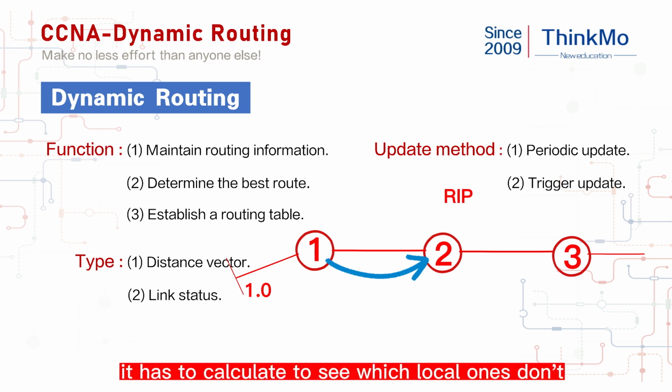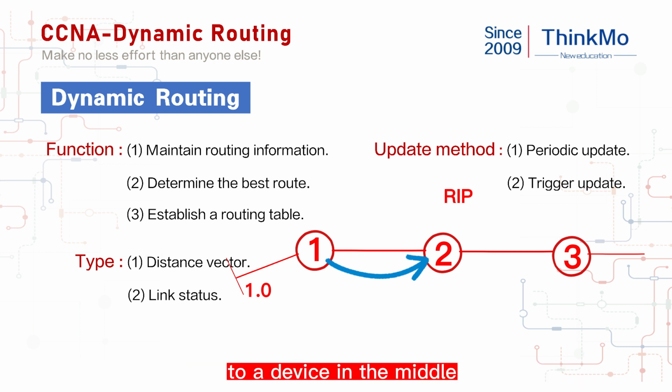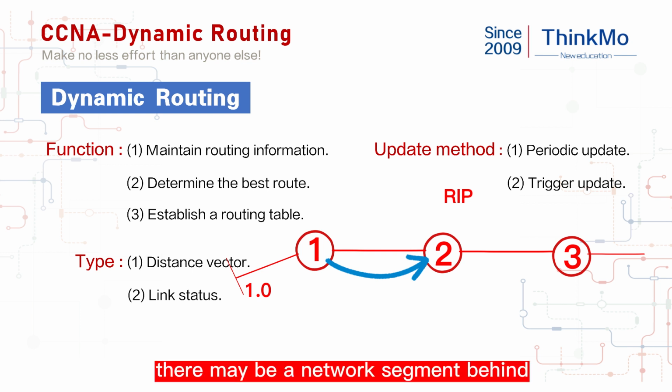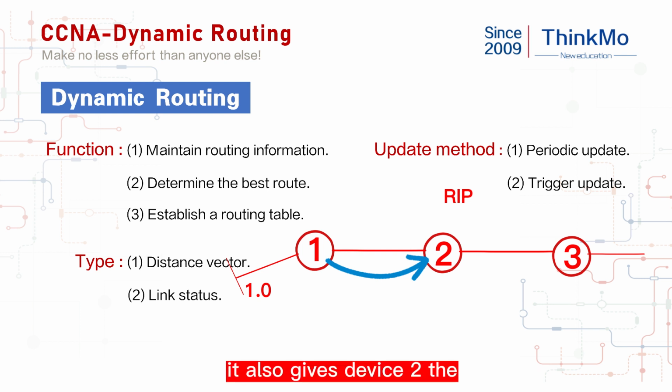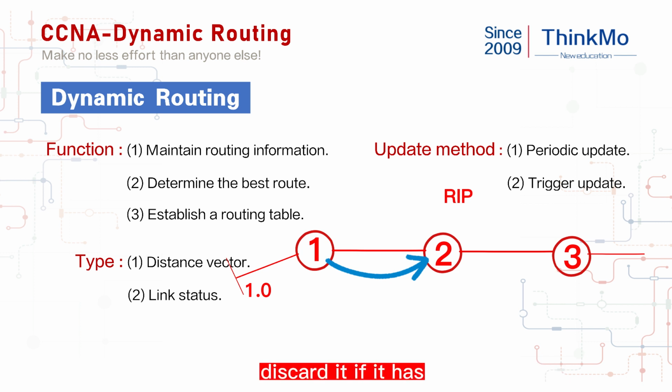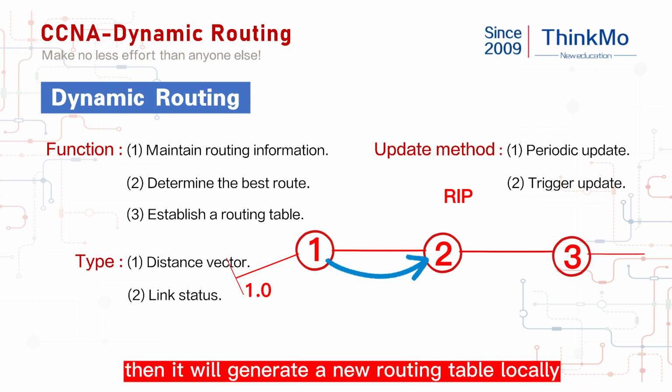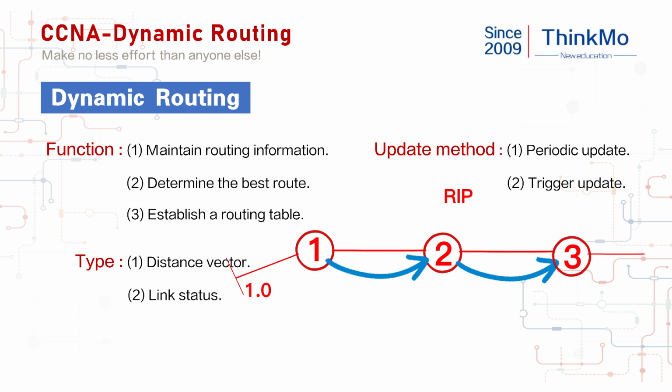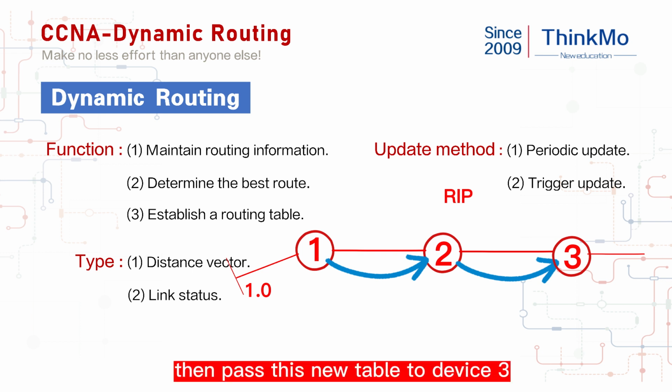It has to calculate to see which ones it doesn't have locally. Device 2 is now connected to a device in the middle, and for this device there may be a network segment behind it. It also gives this to device 1, and device 1 gives its information to device 2 again. For device 2, you have to do the math to see if you already have it: discard it if you have it, and combine it with device 1's information if you don't. Then it will generate a new routing table locally and pass this new table to device 3.